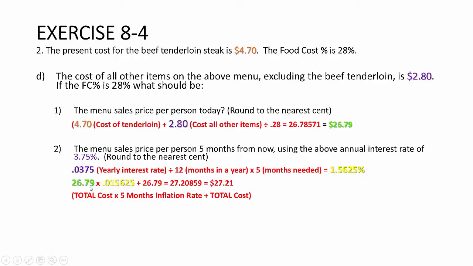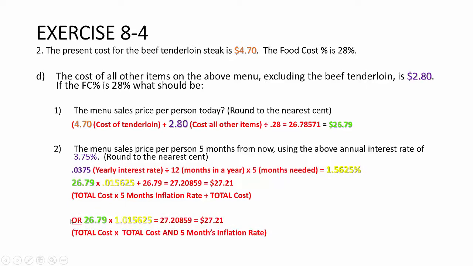Let's take our current selling price, multiply it by decimal 0.015625, the decimal equivalent of 1.5625%, and add it back to 26.79, rounding it off to the nearest penny. The new 5-month inflation selling price is $27.21. You can see it's gone up. That's what inflation does. And very quickly, the last step to look at here, we could take the current selling price and multiply it by 1 plus the 5 months worth of inflation rate. And when we round it off to the same place, we get the exact same answer.